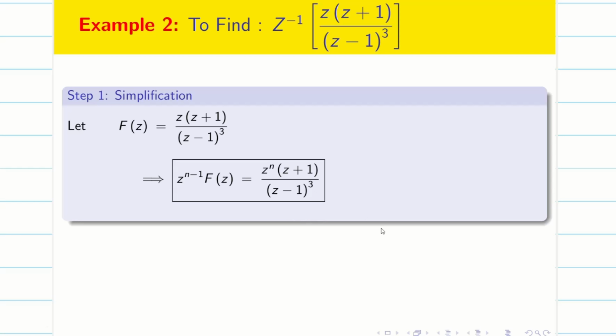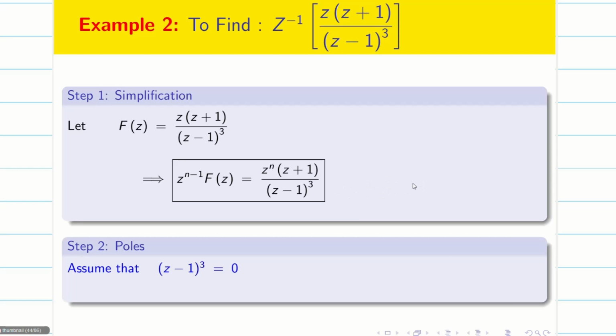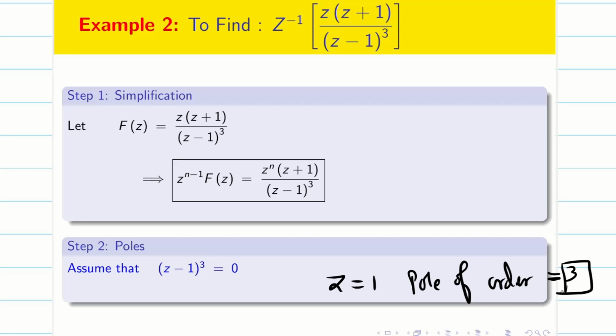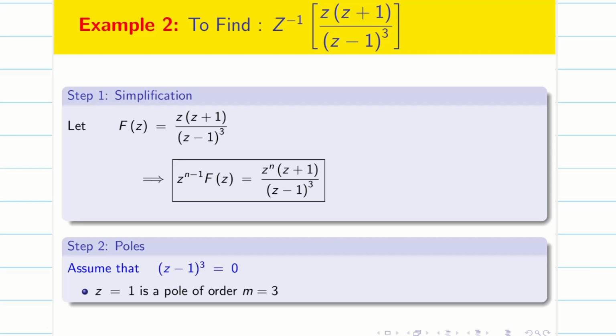Next, step 2, make the denominator 0 to find the poles. Here we have only one. Therefore, z equal to 1 is a pole of order 3 because the power is 3. The power is not simply 1. So, z equal to 1 is a pole of order 3. So, now we have to use the corresponding formulae.